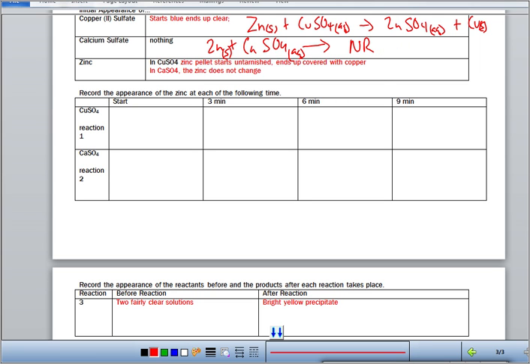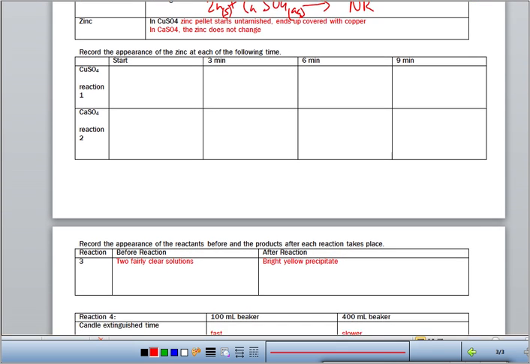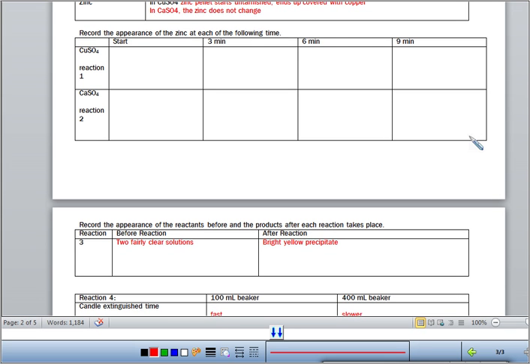Down here it's asking what is the appearance of the reactants before and the products after each reaction takes place. Well, in reaction 3, what did we have? We had lead nitrate and potassium iodide, and both of those are fairly clear solutions. We poured a little bit of one solution into the test tube first, and then about a milliliter of the other solution into the same test tube. As soon as we pour them together, we see this brilliantly bright yellow substance form in the test tube.